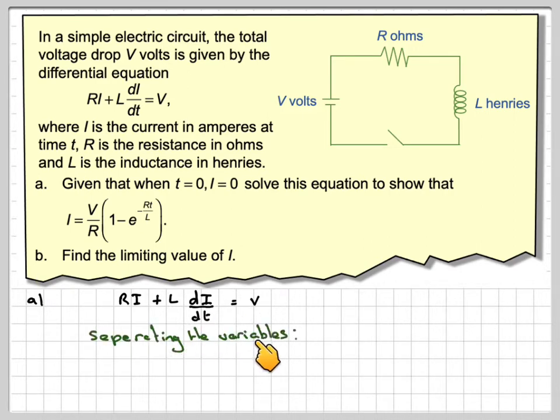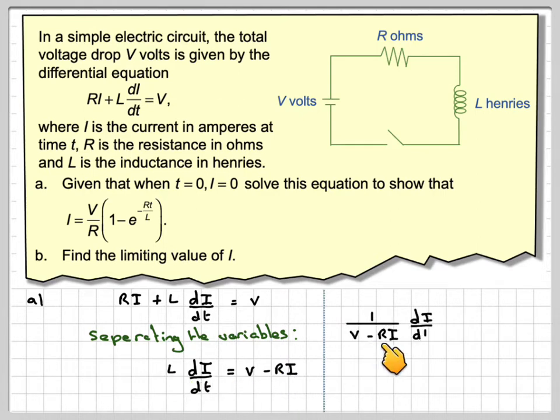Separating the variables, we get L di/dt is equal to V minus Ri. So what we've done is we've taken Ri over to this side. And then, because we're going to have to integrate with respect to i, we're going to take all of this over here and all of this over here. So it will become 1 over V minus Ri di/dt is equal to 1 over L.